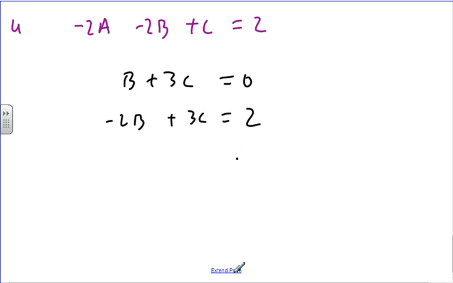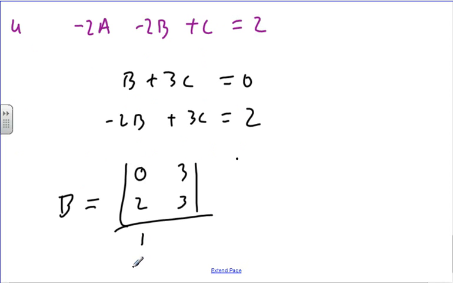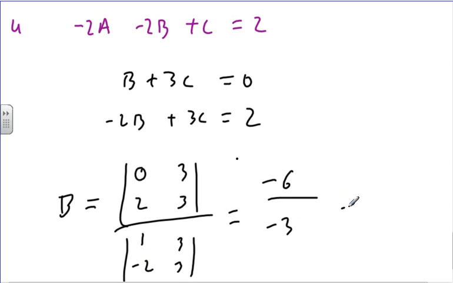Okay, and then I'm going to have B is equal to 0, 2, 3, 3 over 1 minus 2, 3, 3. 0, I have a minus 6 on top. Minus 3 and 3 minus 6 is minus 3 on the bottom. So B is 2. Okay, so if B is going to be 2, then C had best be minus 2 over 3.